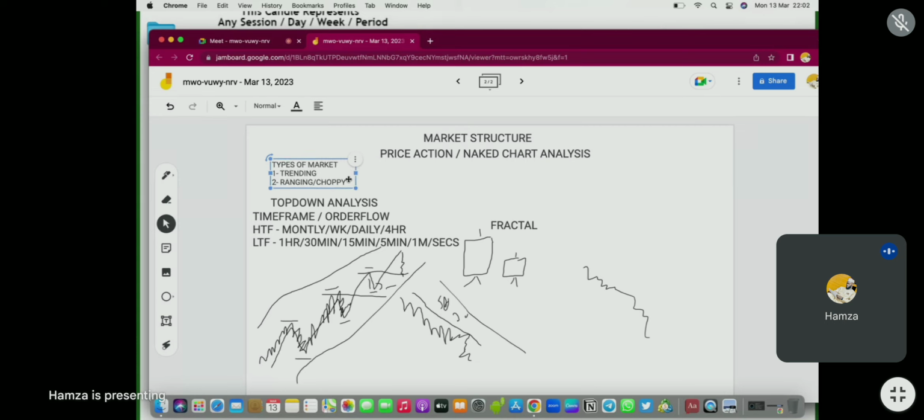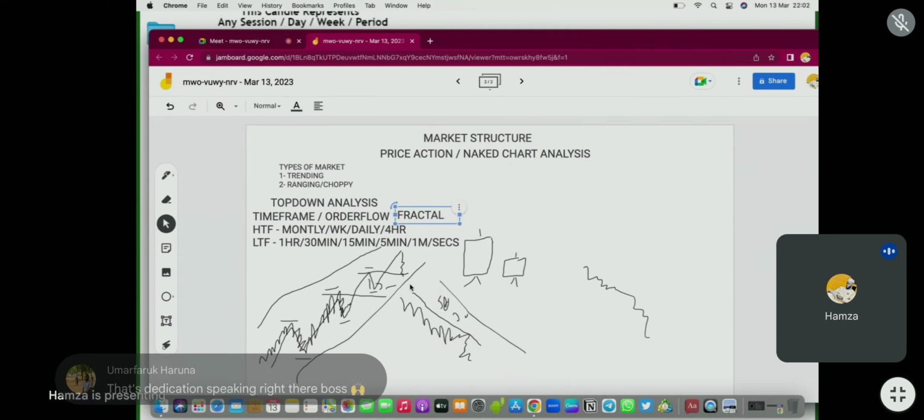Unemployment rate is ravaging us as Nigerians. Making money in the permissionless space is not negotiable as far as I'm concerned. Because this is a permissionless space, no one needs to give you permission to make money from the market. No one. All you do is just analyze.